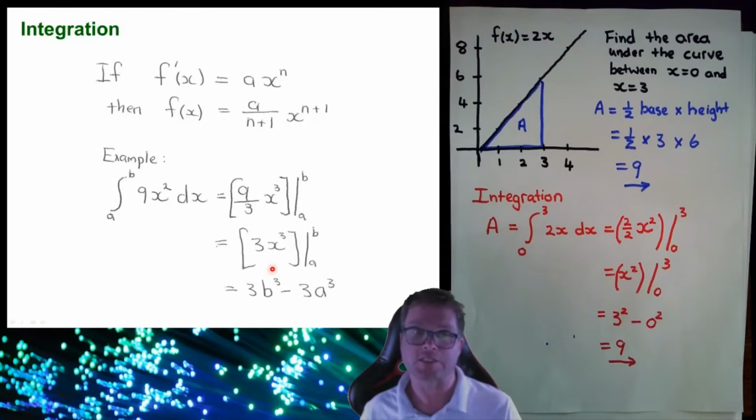So this simplifies just to 3x to the power of 3, and this is between the integration bounds of b and a. As I've already said, the way we evaluate this is first, wherever we see an x, we substitute b in. So this becomes 3b to the power of 3. And then from that we subtract, wherever we see an x, we put an a in. So it's minus 3a to the power of 3. And that's our solution.